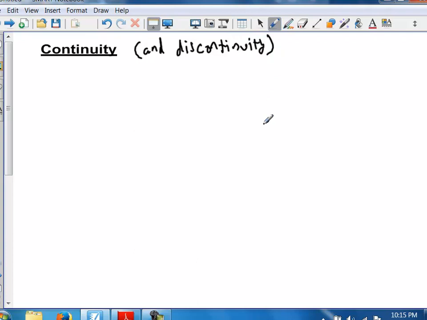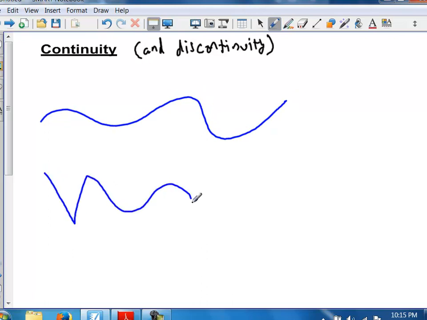There are three types of discontinuity, but continuity is basically saying if you could draw it without picking up your pen, that's continuous. It can be like this, it can be sharp, that's fine. This is still continuous, okay? This is not a function, obviously. Continuous is something you could draw without having to pick up your pen.